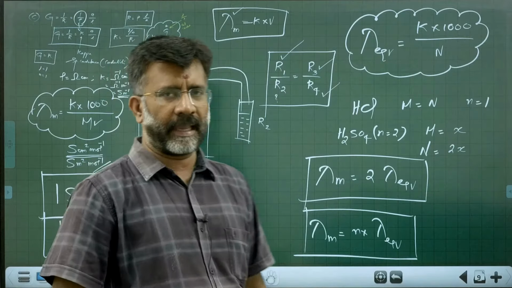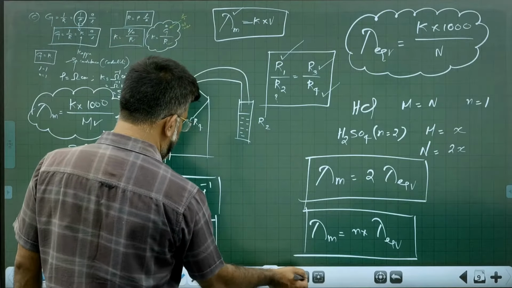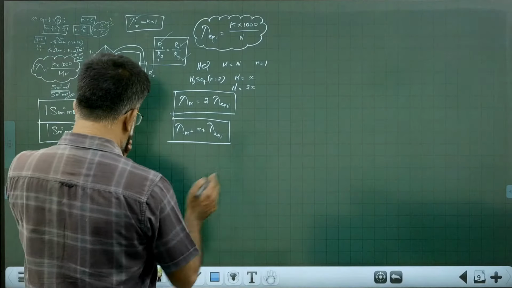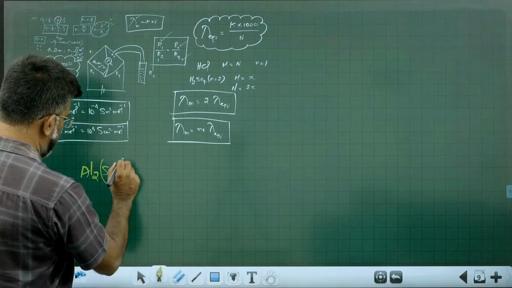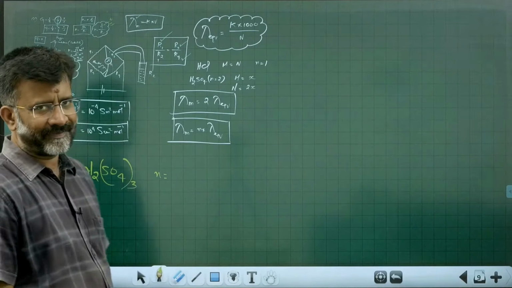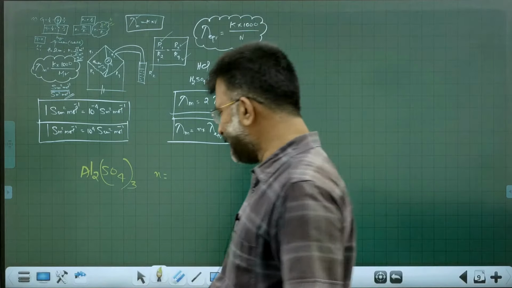Where n is the n factor. For example, if we are dealing with aluminum sulfate, what is the n factor for aluminum sulfate? Al2(SO4)3. What is the n factor? Aluminum sulfate. No idea.